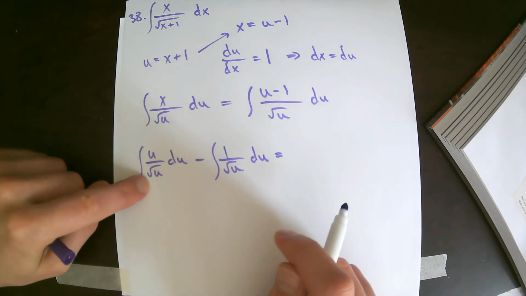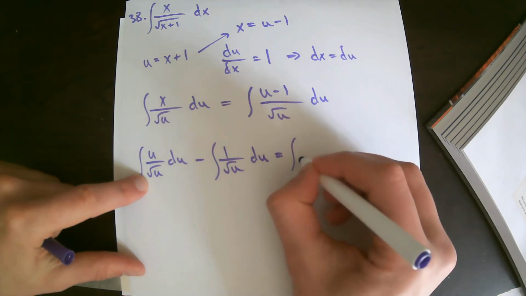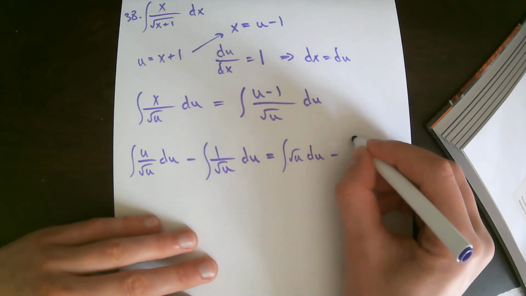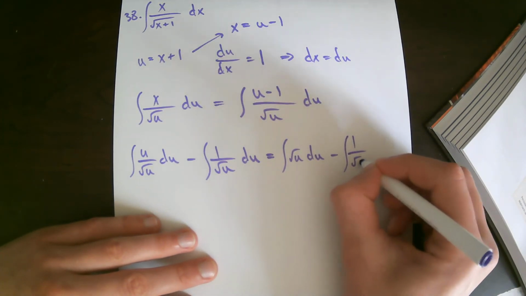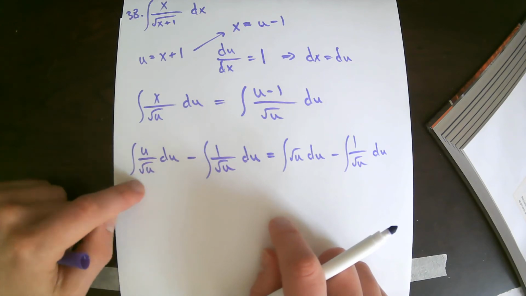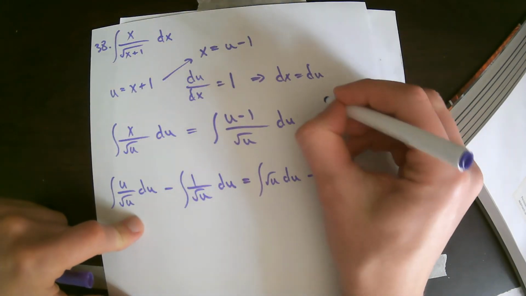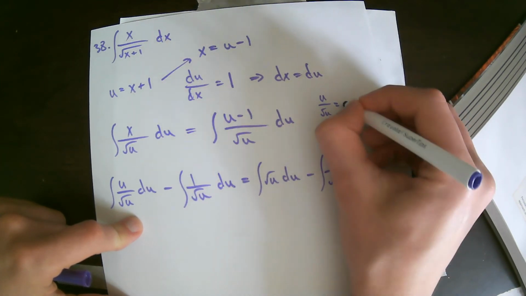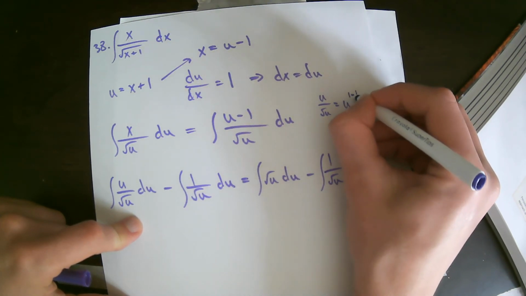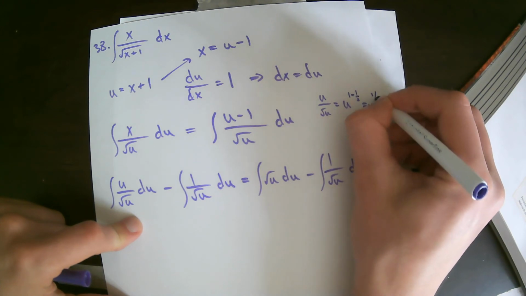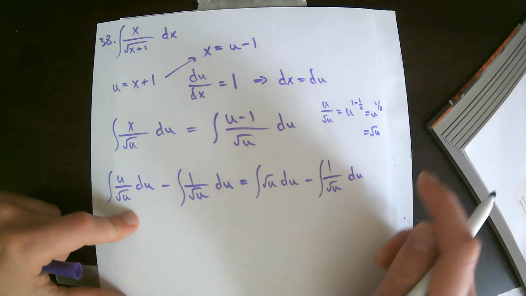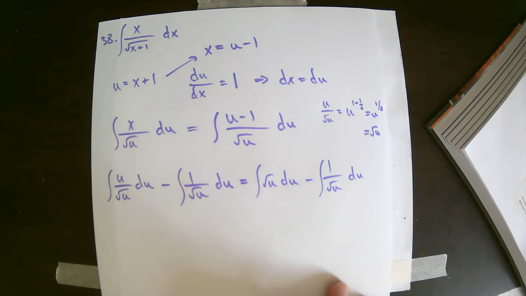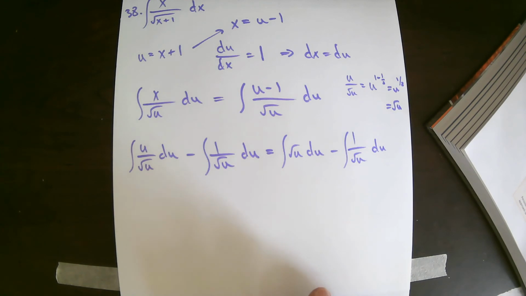Now note that u over square root of u is just square root of u. That's because this is 1/2, right? So this is the same as u to the first minus 1/2, which is equal to u to the 1/2, which is equal to square root of u. So u over square root of u is equal to square root of u. It's one of those weird things about square roots.